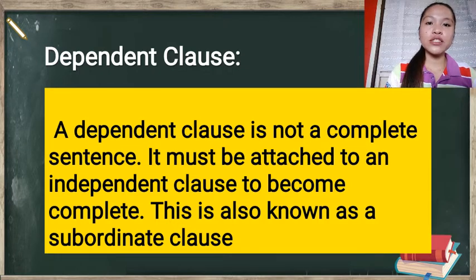So let's move on to the dependent clause. A dependent clause is not a complete sentence. It must be attached to an independent clause to become complete. This is also known as a subordinate clause.